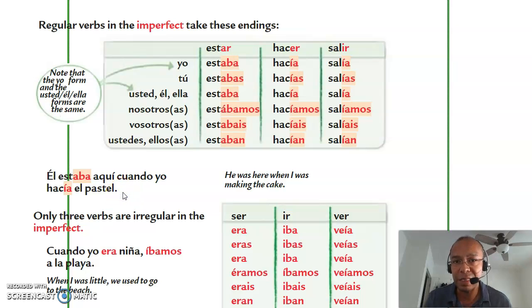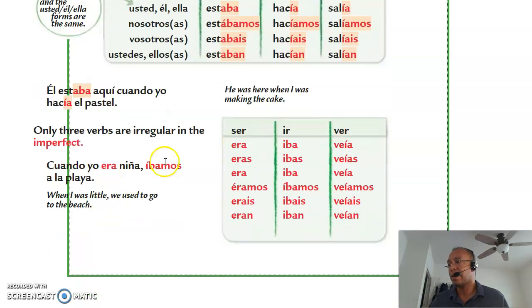Please don't make the mistake of mixing the endings. Aba only goes with AR verbs, and ía only goes with ER and IR verbs. The good thing about the imperfect is that there are only three irregular verbs. Those are the verb ser, which is to be, but the more permanent one, the verb ir, to go, and the verb ver. Those are the only three that have their own conjugation in the imperfect tense.